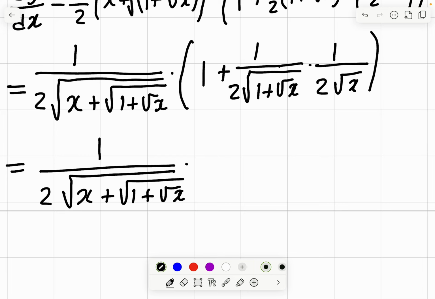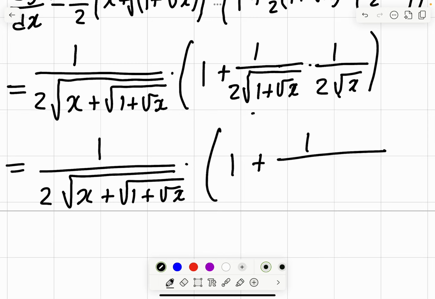Multiply by what? I can treat those things as one thing, which is the same as 1 plus 1 over. I can multiply these things. I'm going to have 4 root x root 1 plus root x.